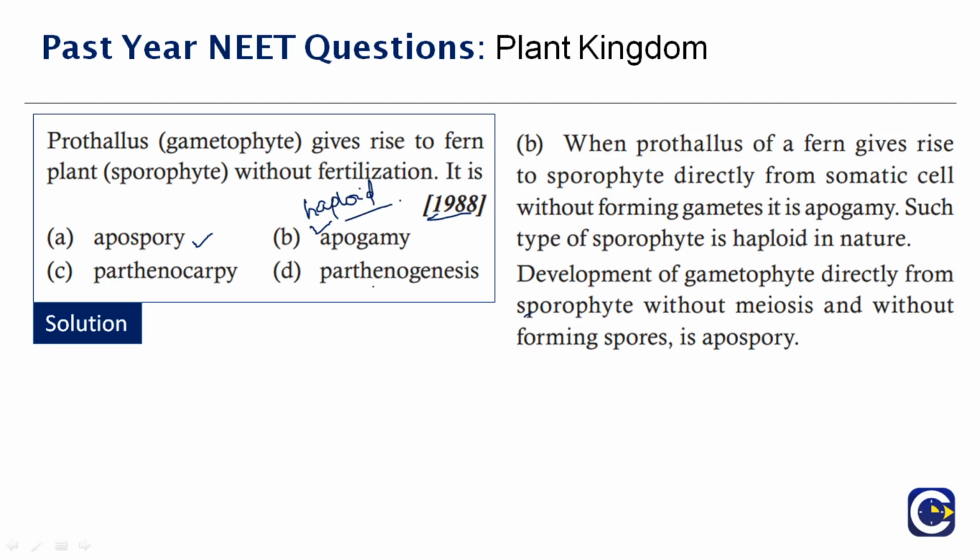Now coming to the next term, parthenogenesis. Parthenogenesis is reproduction from the ovum without fertilization, a normal process in some invertebrates and lower plants. Parthenocarpy is the development of the fruit without prior fertilization. Here they have clearly mentioned gametophyte and sporophyte. Out of the 4, the correct answer is option B, apogamy, because the prothallus of the fern gives rise to a sporophyte directly from the somatic cell without forming gametes. Without gametes or without fertilization, both mean the same. That definition is called apogamy. Therefore the correct answer is option B.